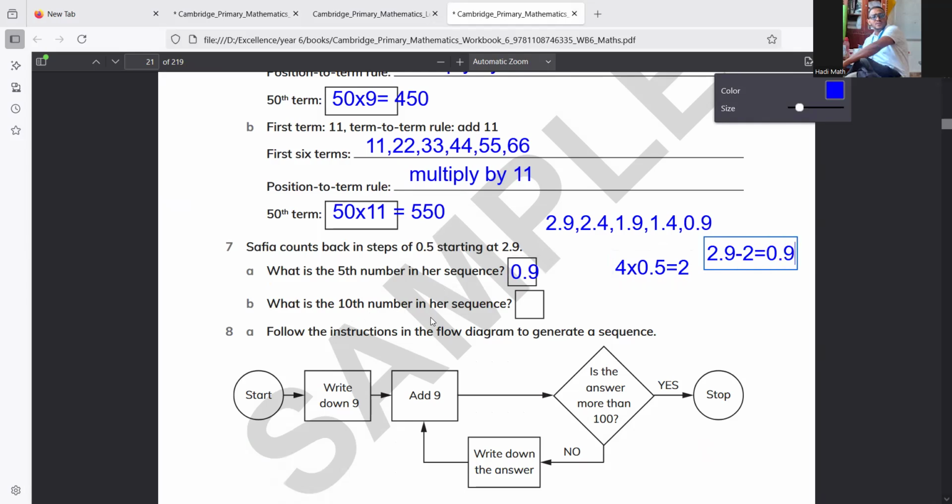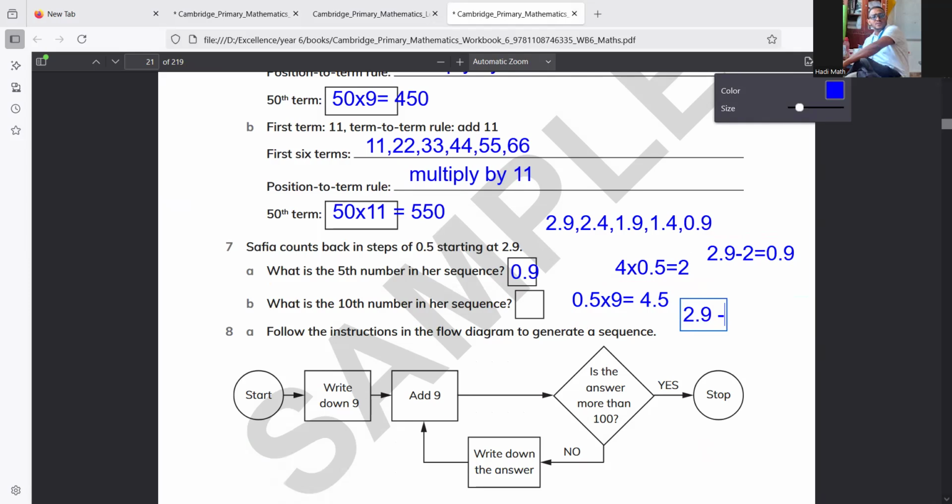What is the 10th term in the sequence? With the same idea, the 10th term means you subtract 0.5 nine times. So you say 0.5 multiplied by 9, because we need the 10th term. Multiply by 9, this is equal to 4.5. And then you subtract: 2.9 minus 4.5.